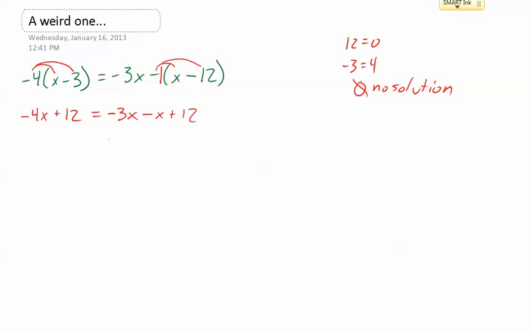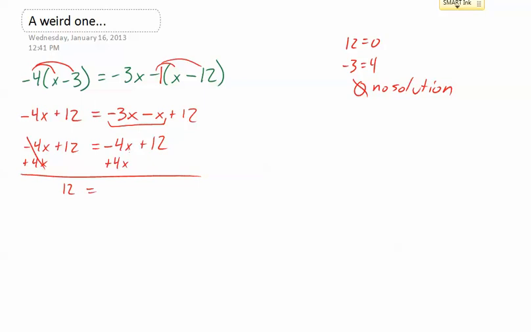Now from this point you can do whatever you want. I like to put the like terms together on this side before I start moving things around. And so I'm going to have negative 4x plus 12 equals, and I put those together, I get negative 4x plus 12. And you can probably already see that this looks kind of fishy. But if I finish off the problem, I add 4x to both sides because I want to get all the x's over to one side or the other. And you'll notice that here the 4x's cancel out, giving me 12. And here the 4x's cancel out, giving me 12, which means I end up with 12 equals 12.